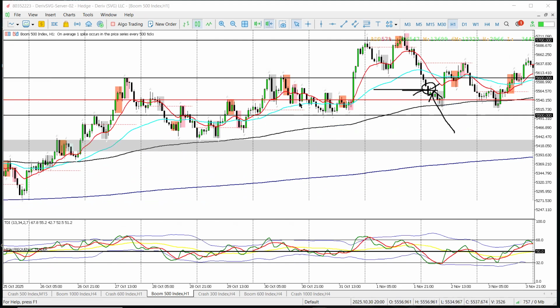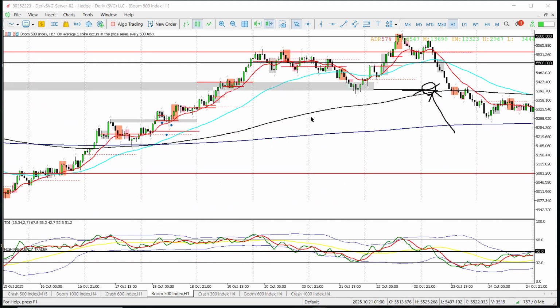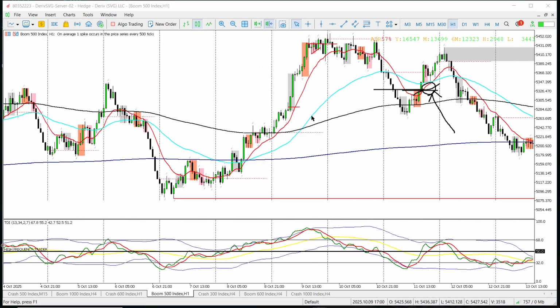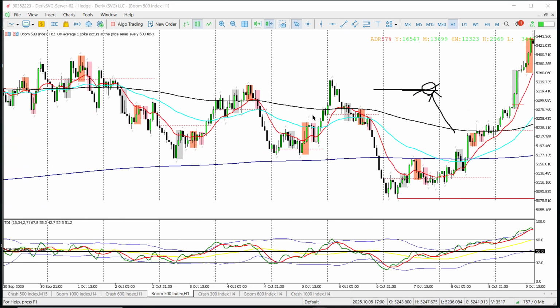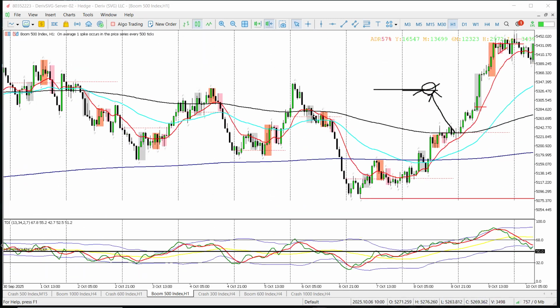So I tried as much as I could to explain support and resistance. And yeah, I think that's about it. It's all up to you now to back test, forward test, mark your charts, and let me know how that goes.